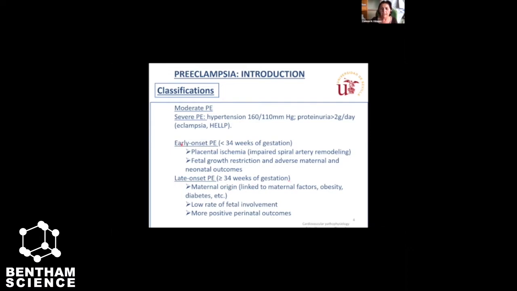In the case of early preeclampsia, it is present with placental ischemia, I mean impaired spiral artery remodeling, and it is characterized by fetal growth restriction and adverse maternal and neonatal outcomes. However, late preeclampsia is linked to maternal factors like obesity and diabetes, is characterized by a low rate of fetal involvement, and it has more positive perinatal outcomes.